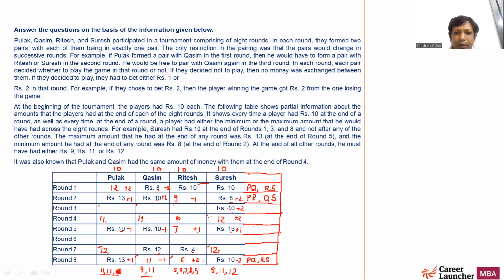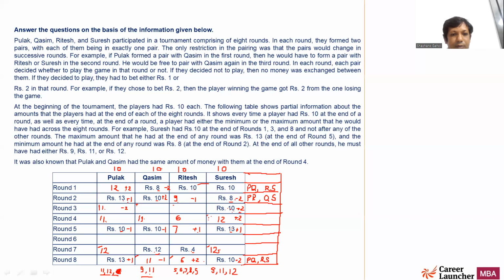So in round 5, I can have any of the pairs. This person is winning 2, so either Pulak or Ritesh is playing against this person, against Suresh. Qasim is definitely not, because Qasim cannot lose 2. If he loses 2, he will reach 8. That's not a possible arrangement. Now the first case could be that this person lost 2. So it is -2.